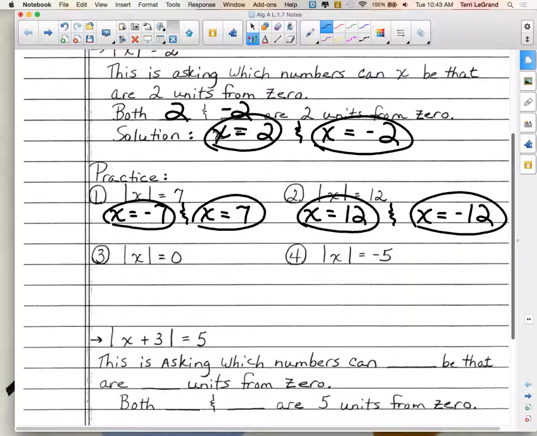Okay. Hopefully that's what you got. Good job. How about the next one? That one's saying, what could x be that is 0 units of distance away from 0? Just 0, right? Yeah, there's only one number, and that's 0 itself. That is 0 units away from 0. Okay. How about our next one, number 4?